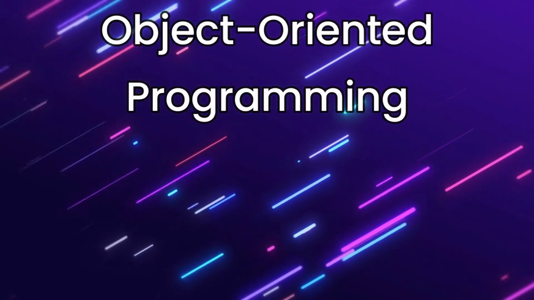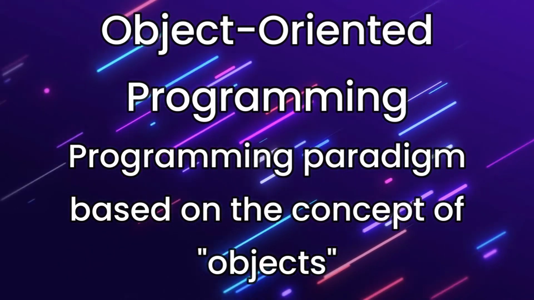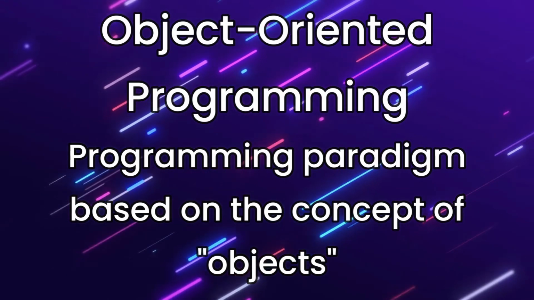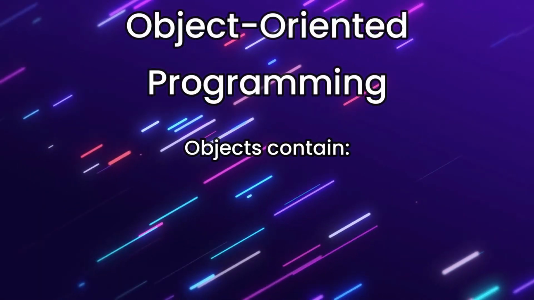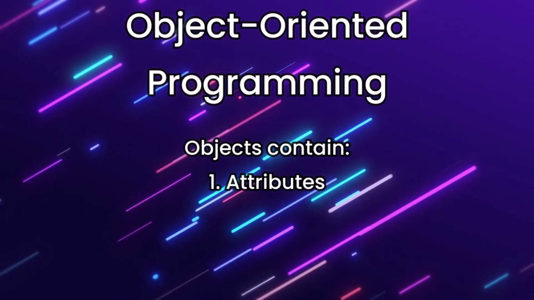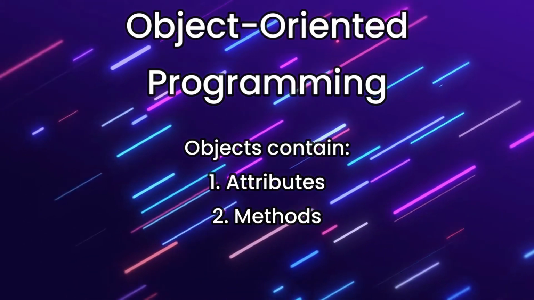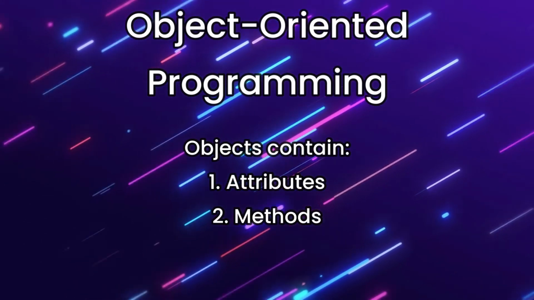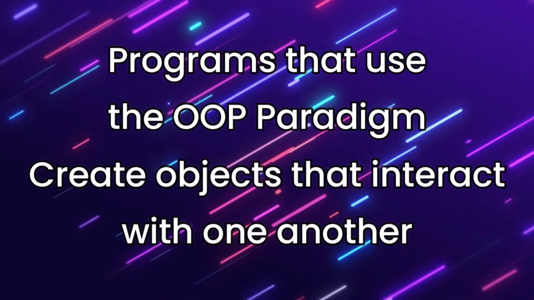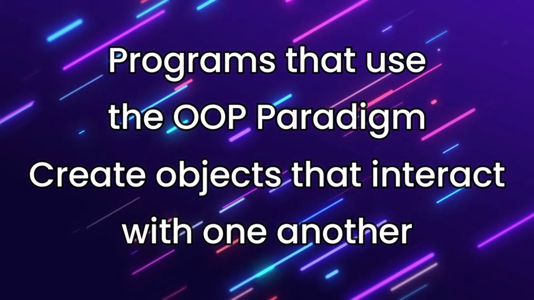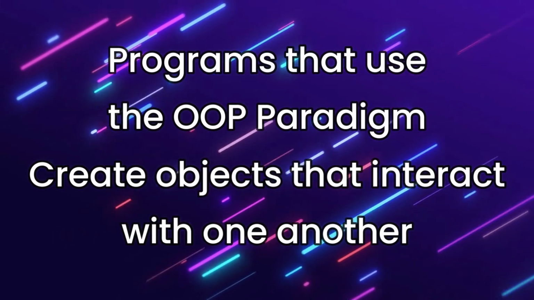Object-oriented programming is a programming paradigm that is based on the concept of objects. Objects can contain data, which is in the form of attributes, and code, which is in the form of procedures or methods. Programs that use the object-oriented programming paradigm are creating objects that interact with one another.